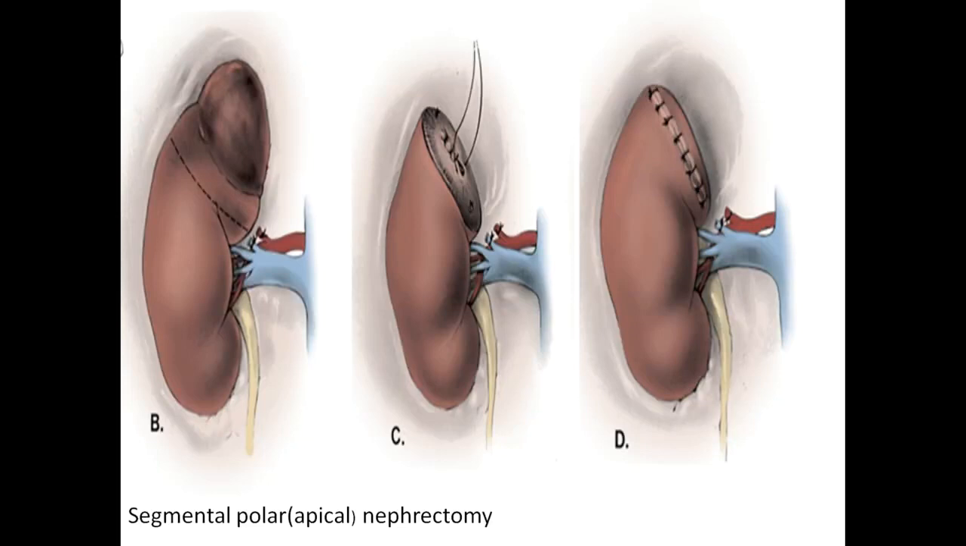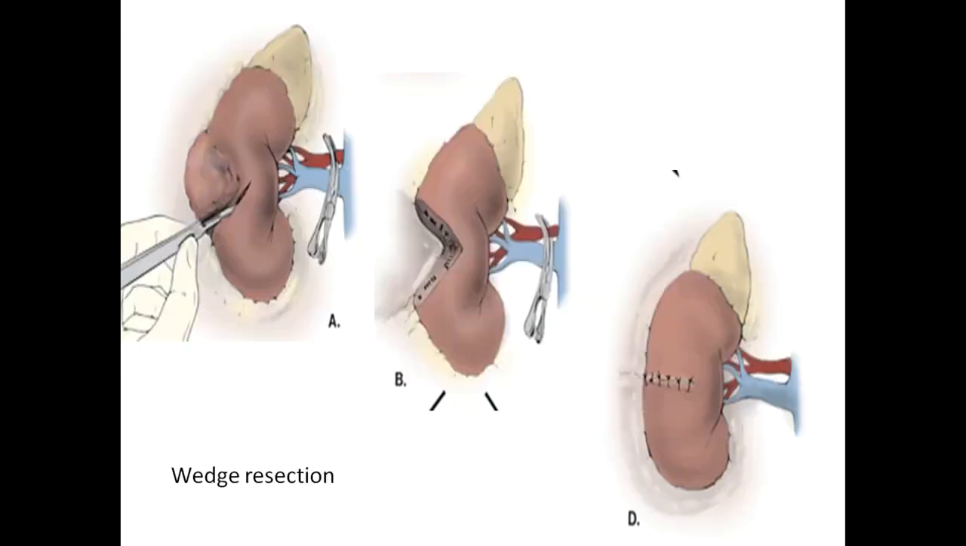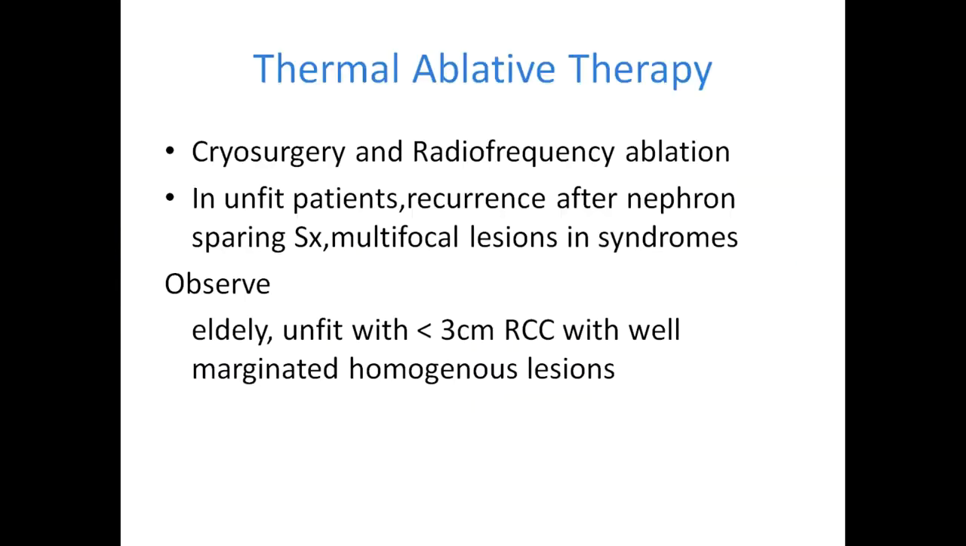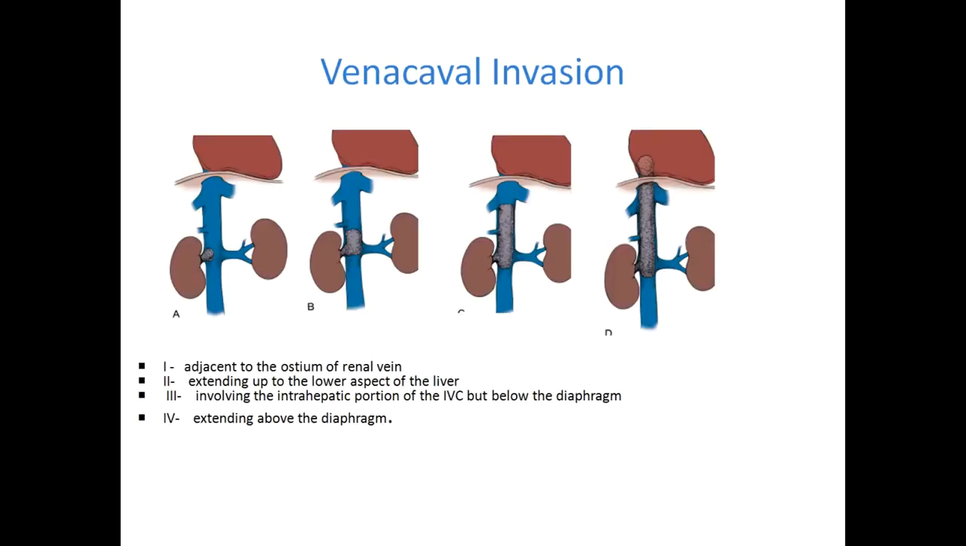This is what you do for partial nephrectomies, an upper pole nephrectomy. You close the pelvicalyceal system, and even the parenchyma is closed like this. Then you can have a wedge resection like this. And if surgery is not feasible, maybe go for cryosurgery or radiofrequency ablation, but only for very elderly, unfit patients with a very small tumor, very limited indications.